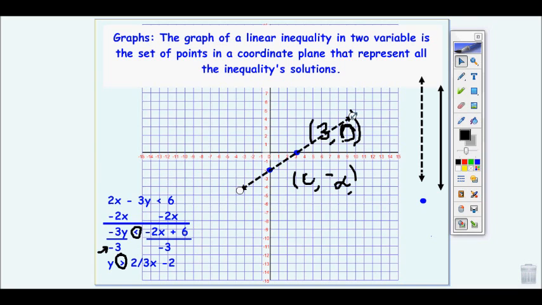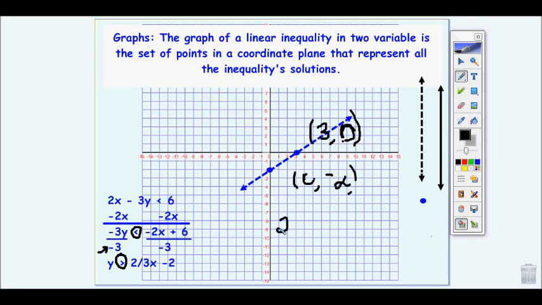Now, the next part is we're going to shade the area that contains all of the possible solutions. In order to do that, I need to test a point. The easiest point to test is 0, 0. So I'm going to go back to what I did in that first example, and I'm going to test a point. I'm going to substitute in here 0, 0.